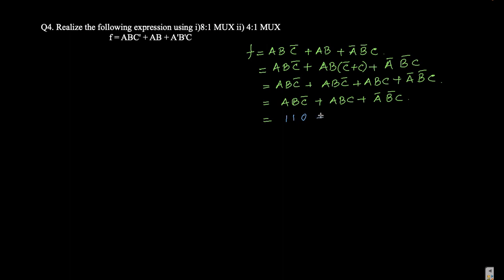If we numerically solve it, this becomes 110 plus 111 plus 001. This is nothing but 6, this is 7, and this is 1. These are the positions where we should get the output, and as it is the sum of products (SOP) form, we can write the truth table. Even without the truth table you can also do it. It is very simple. It is a 3 variable function, so 8 rows.